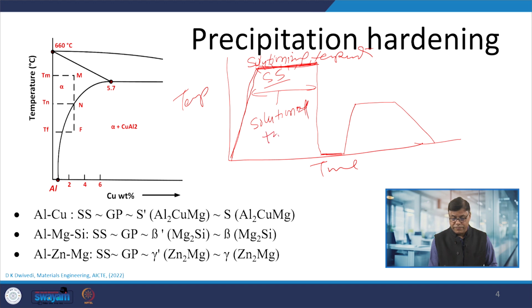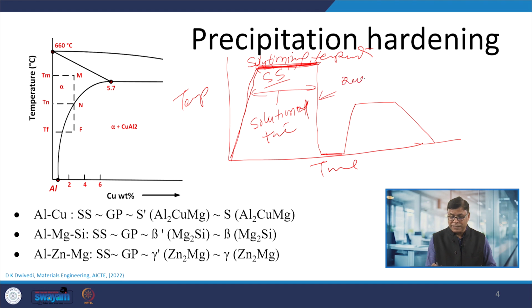Solutionizing time again depends upon the size of the component and the grain size. Components made by the casting process need longer solutionizing time compared to those made by wrought, meaning deformation-based approaches, because those offer a finer grain structure. So, if the component being subjected to precipitation hardening has a fine grain structure, it will take a shorter time to form the homogeneous solid solution as compared to a coarse structure, which will need longer time.